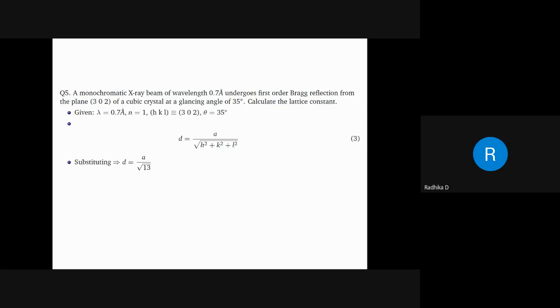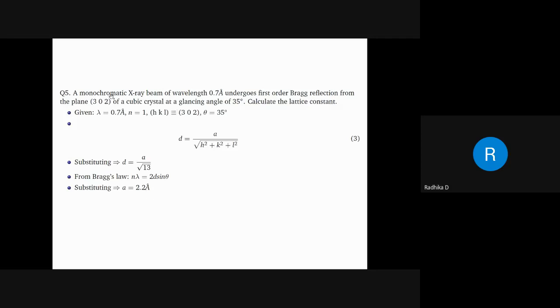In the next step, you bring in Bragg's law: n lambda is equal to 2d sine theta. Now you replace this d with a by square root of 13. Substitute all the other values, and if you do that, you will get a as 2.2 angstrom. It becomes 2.2 angstrom. So I just repeated.